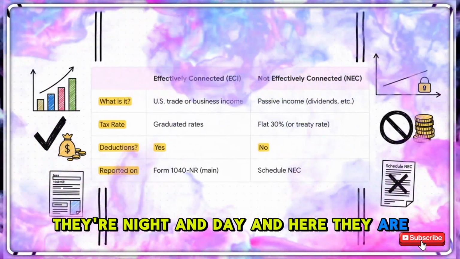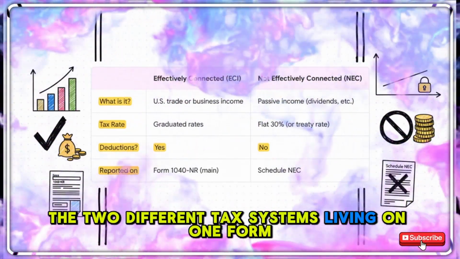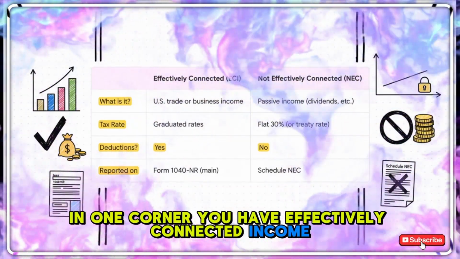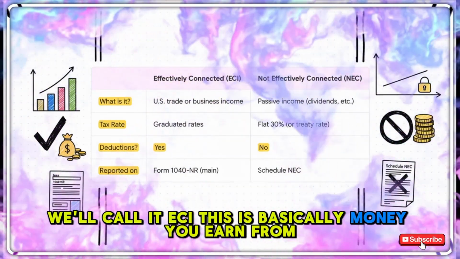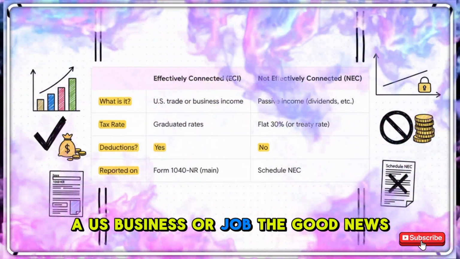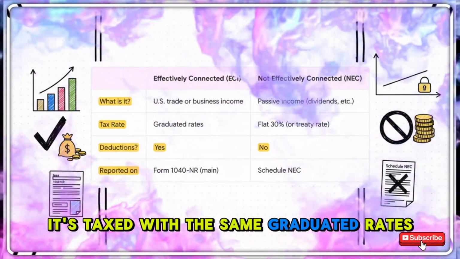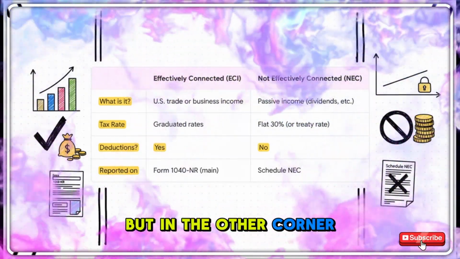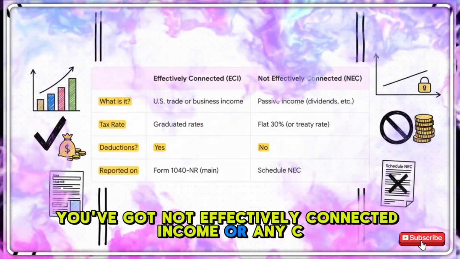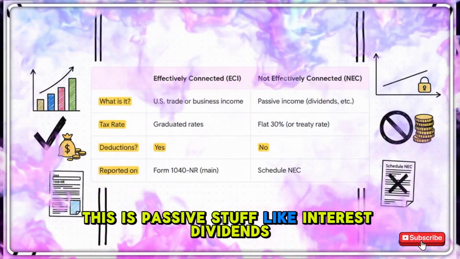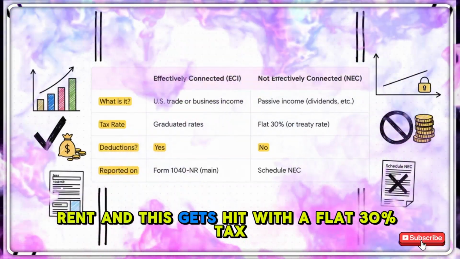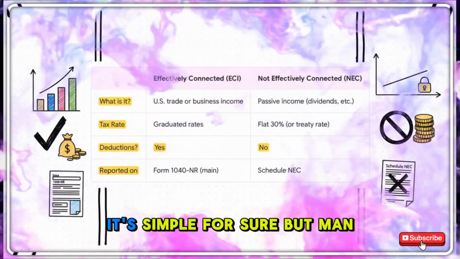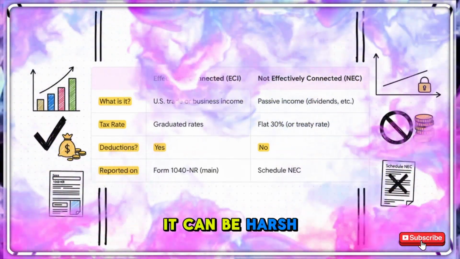And here they are, the 2 different tax systems living on one form. In one corner, you have effectively connected income. We'll call it ECI. This is basically money you earn from a US business or job. The good news? It's taxed with the same graduated rates as a US citizen, and you get to take deductions. But in the other corner, you've got not effectively connected income, or NEC. This is passive stuff like interest, dividends, rent, and this gets hit with a flat 30% tax. No deductions, no exceptions. It's simple, for sure, but man, it can be harsh.